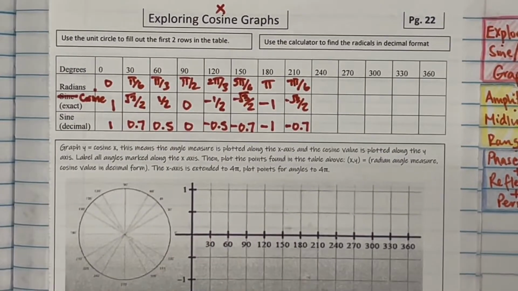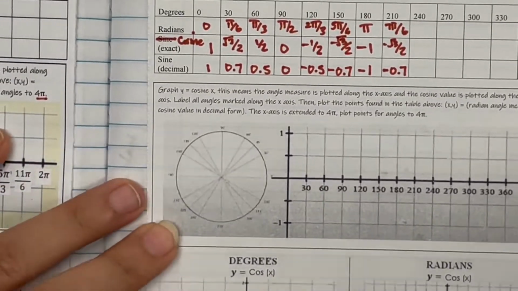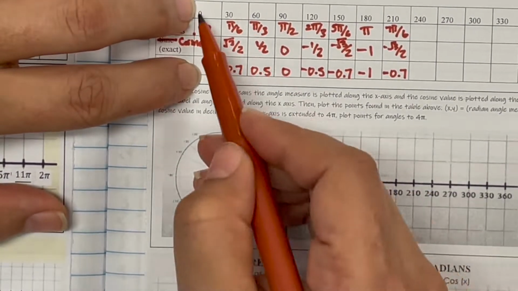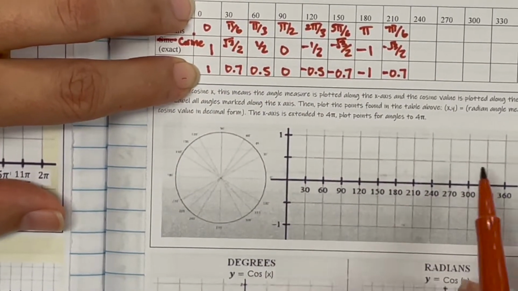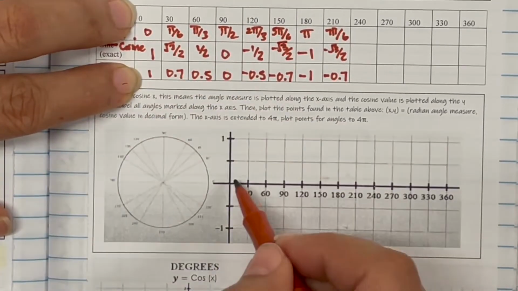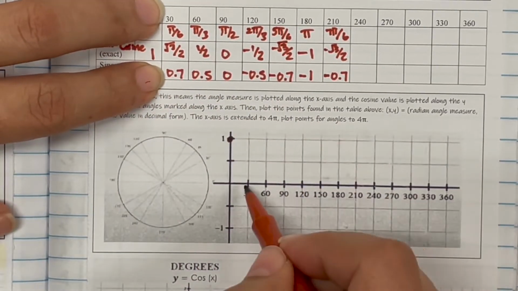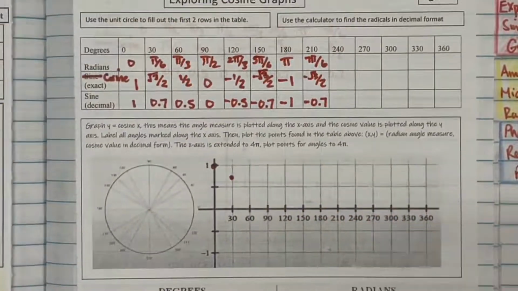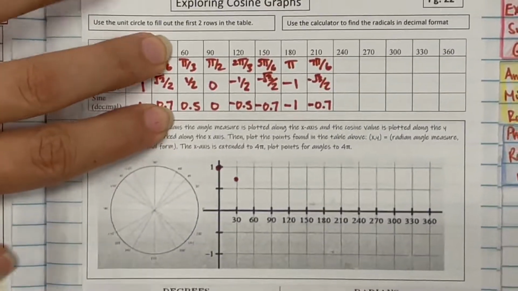Now we're going to do the same thing for cosine. Only this time they give you degrees, so we're going to focus on the degrees. Degrees is on the top, and then we're plotting the bottom values, the calculator values. So 0, 1 would be my first one. So 0 degrees is 1. Pi over 6, which is 30 degrees, is 0.7. 60 degrees is 0.5.